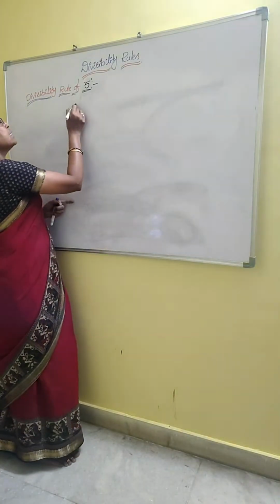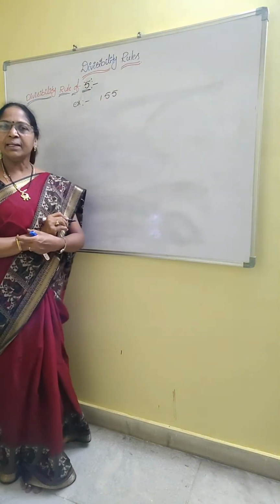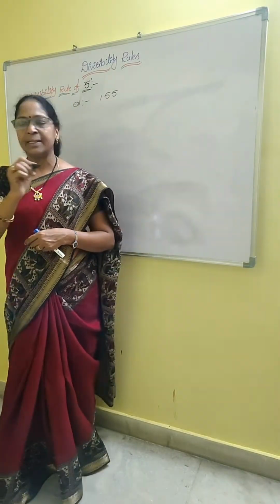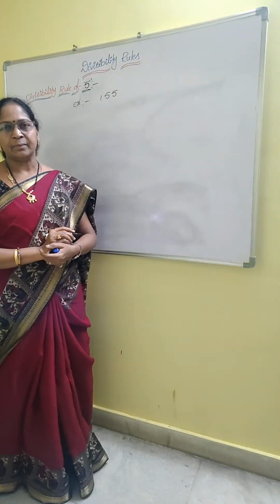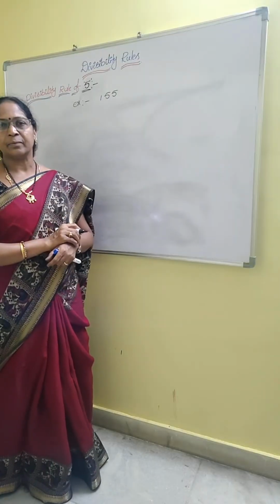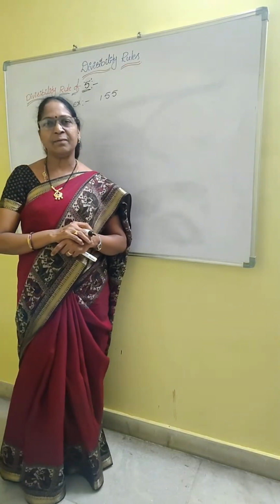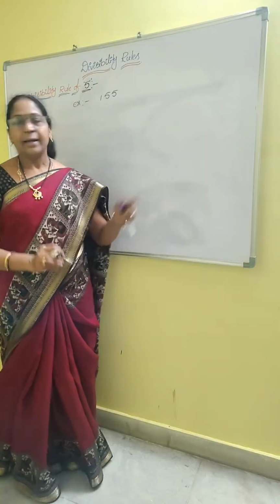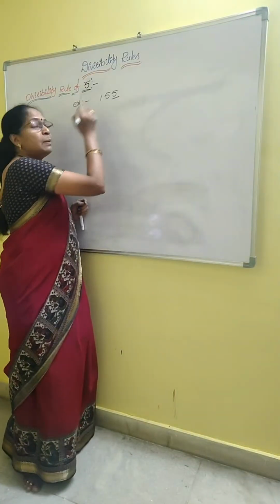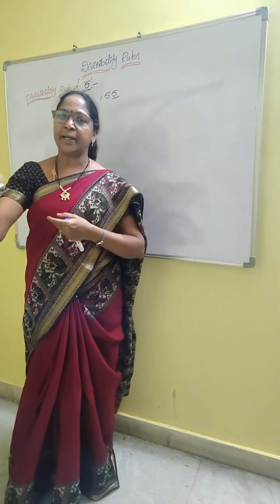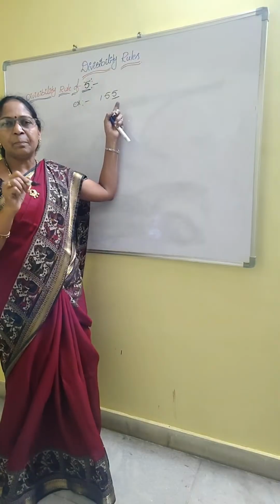So here, for example, 155 is the given number. Is this number divisible by 5? That is our question. Now apply the divisibility rule of 5. What is the divisibility rule of 5? Anyone, can you say? It was already completed in our previous class. If the unit digit's place is either 0 or 5, then only the given number is divisible by 5.